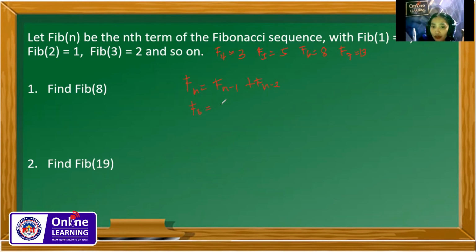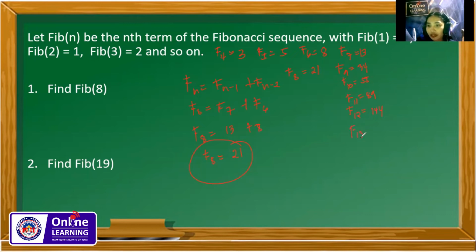Then Fn minus 1 is equal to Fibonacci 7 plus Fibonacci n minus 2 is equal to Fibonacci 6. Then the value ng Fibonacci 7 natin is 13 plus the Fibonacci 6 natin is equal to 8. Therefore, Fibonacci 8 natin is equal to 21. So Fibonacci 8 natin is equal to 21. Then Fibonacci 9 natin is equal to 34. Then Fibonacci 10 natin is equal to 55. Then Fibonacci 11 natin is equal to 89. Fibonacci 12 natin is equal to 144.